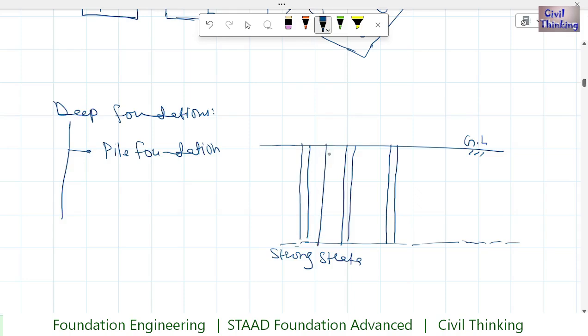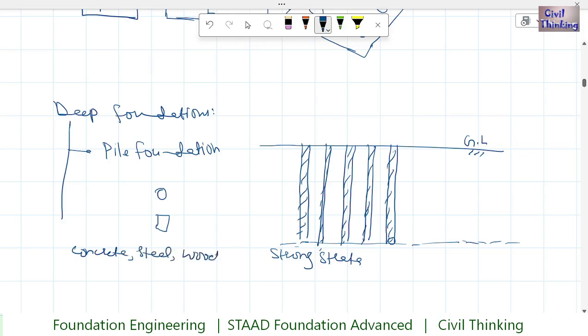We drive these piles inside, they are tearing the weak soil until they reach the strong strata. So these are piles. They can be circular cross section, they can be square cross section. They can be made of concrete, or steel, and also wooden. So they are long, so that this is the depth of foundation. They are long and cylindric, meaning they have very small cross section area. So that was about pile foundation.